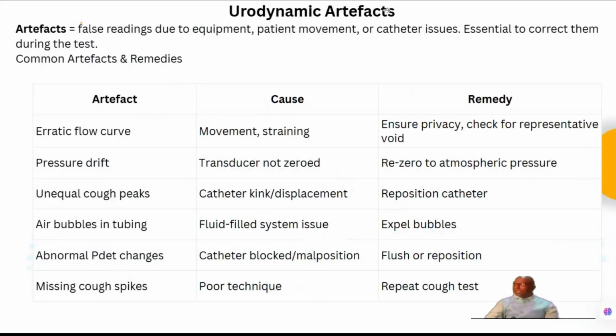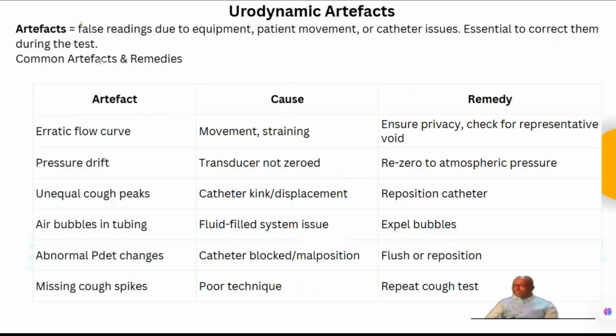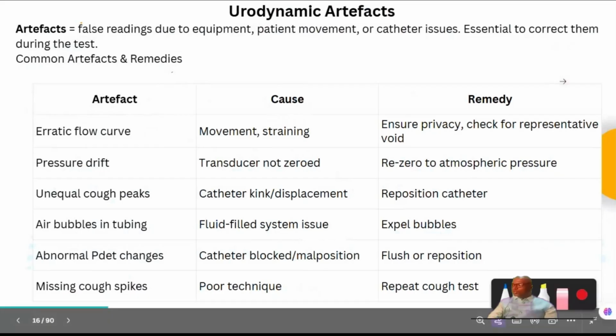So what are the urodynamic artifacts? Artifacts are false readings due to equipment, patient movement, or catheter issues. It is essential to correct them during the test. Common artifacts and their remedies: sometimes you can get an erratic flow curve, which may be because of movement or straining. Ensure privacy and check for a representative void.